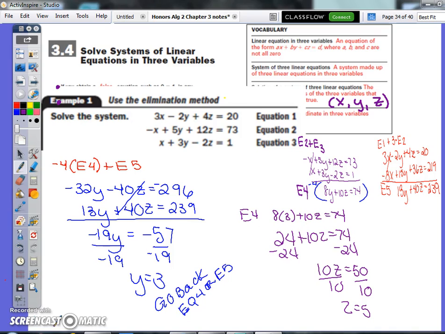Then we have to go back to equation 1, 2, or 3. We then plug in 3. We then plug in 5. See what we get.